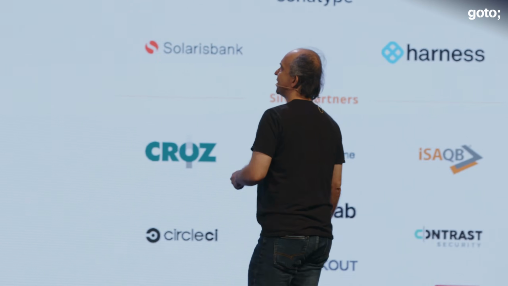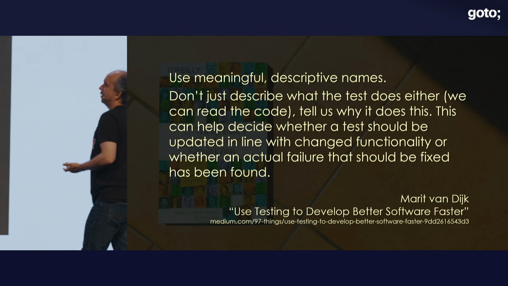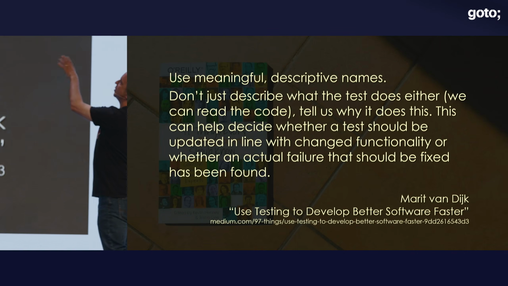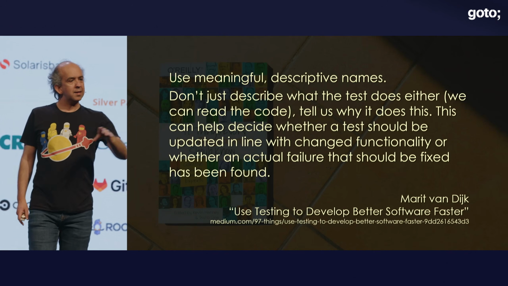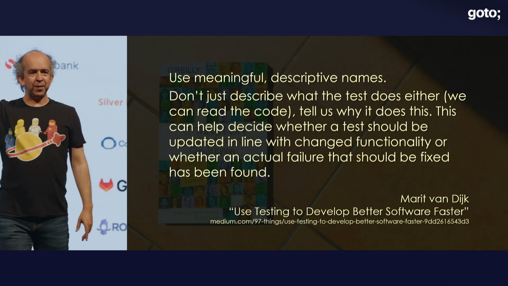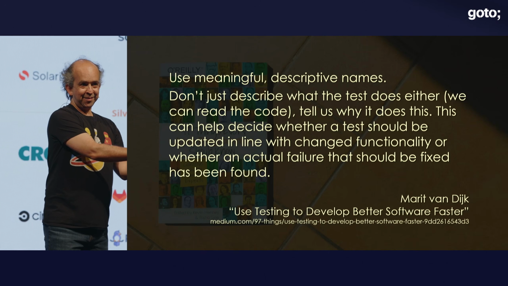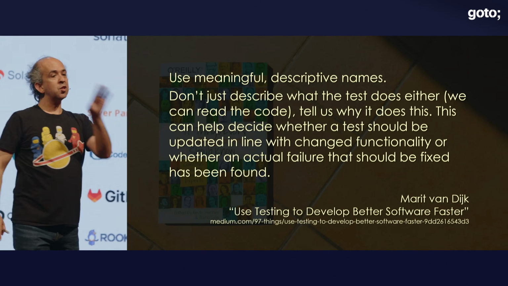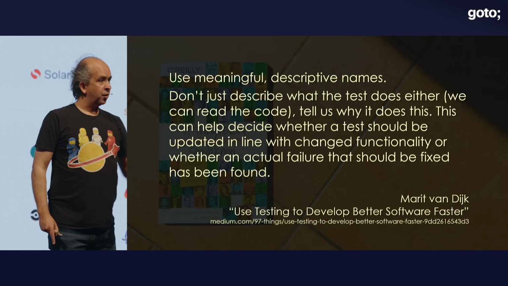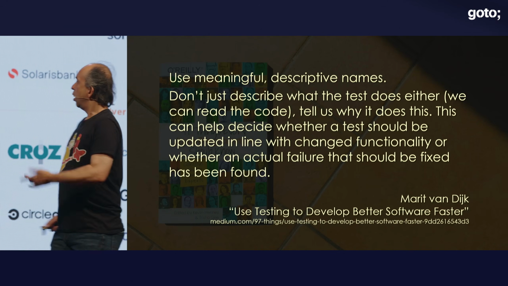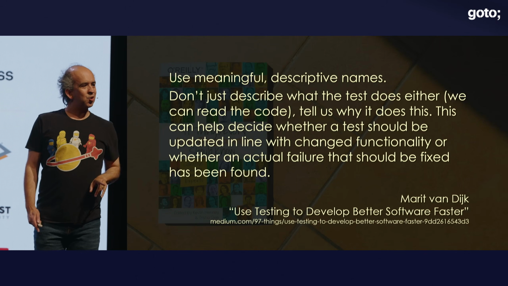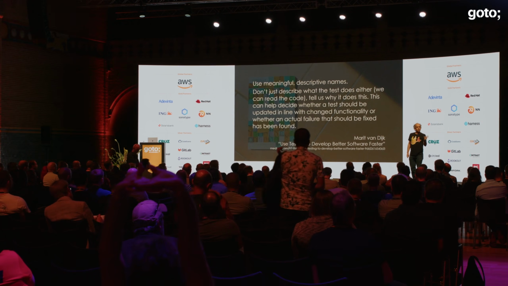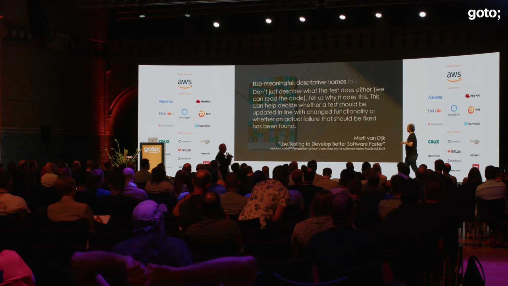Fortunately, Marit goes more specific. She said, don't just describe what the test does. Tell us why. This can help us decide whether a test should be updated in line with change of functionality. In other words, why is this test breaking? Oh, because I've updated something else and I forgot to update this in line with new functionality. So it's not a bug, it's just an oversight on my part, okay? Or whether an actual failure that should be fixed has been found. Have I broken a constraint that I was unaware of? We need to be able to distinguish between these two cases.